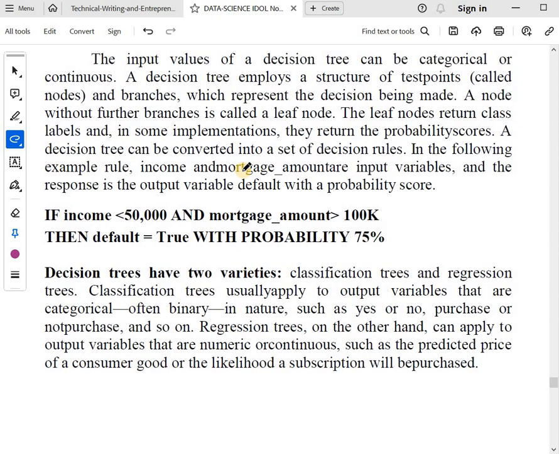Now, the input variables or input values of a decision tree can either be categorical or they can be continuous. What is the example of categorical and continuous that we had taken prior? In case you remember, I had given you an example that percentage is a continuous value. So someone can have 79.5%, someone else can have 80.63%, someone else can have 45.77%. The values are continuous.